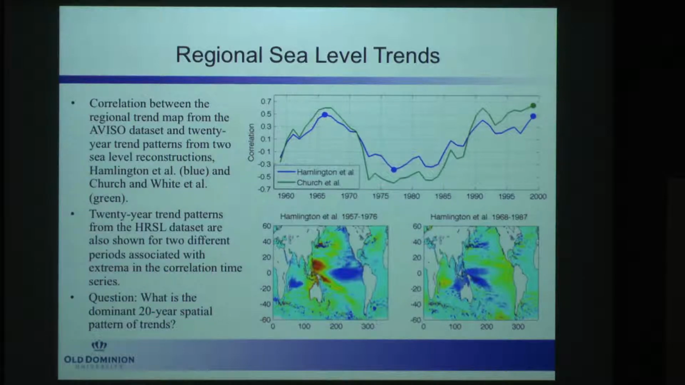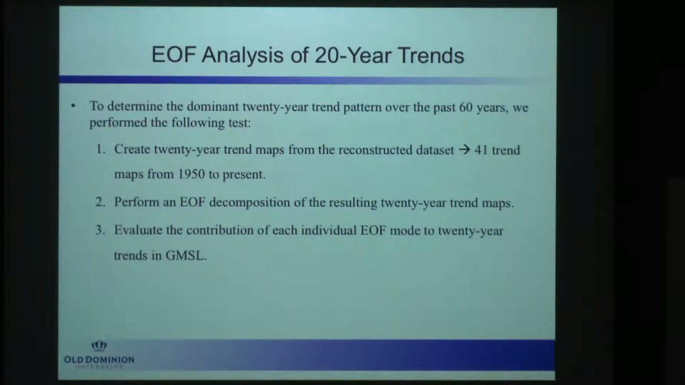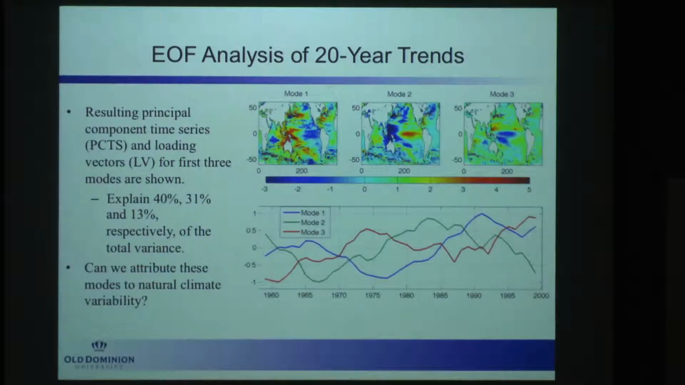But what is the dominant 20-year spatial pattern of trends? To do that, we created the same 41 trend patterns from 1950 to present, and then we performed an EOF decomposition. We wanted to see what the pattern that captures most of the variance in these 20-year trend patterns actually looks like. And this is what you end up with.